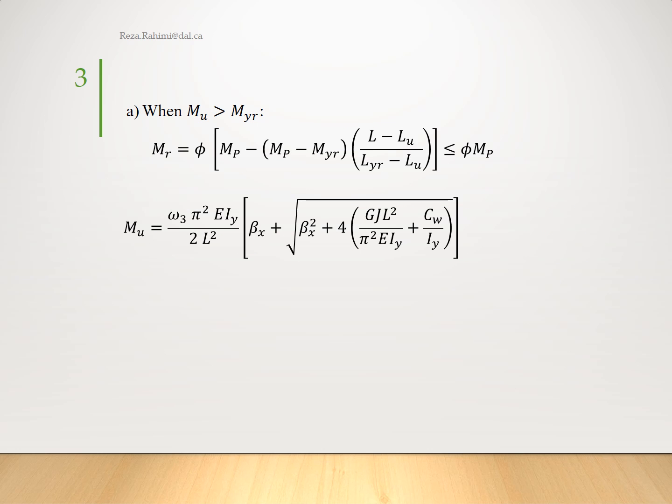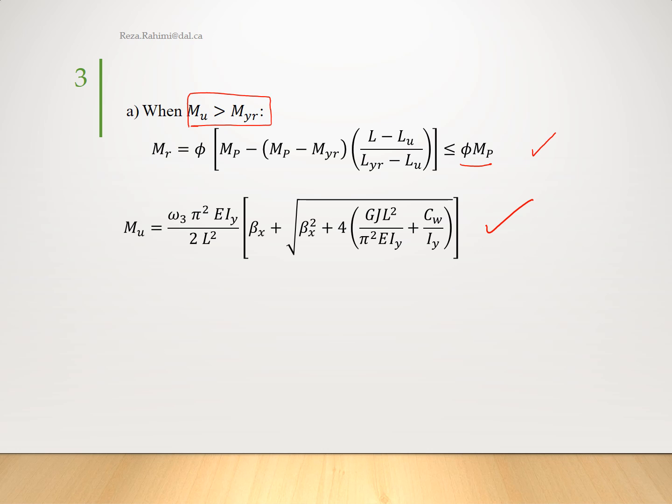Okay, when the ultimate moment, or we can say the elastic lateral torsional buckling moment Mu, is bigger than MYR, the resistance moment will be calculated using this formula. And as you remember, for class 1 and 2, the upper bound is phi times Mp. But here, first of all, in this formula, you have to say what is Mu and what is MYR. Mu for singly symmetric members is slightly different, as you can see in this formula.